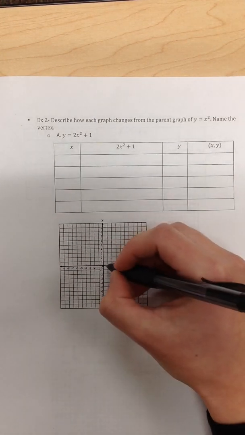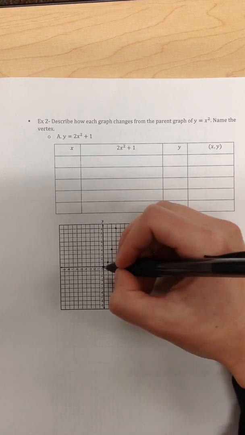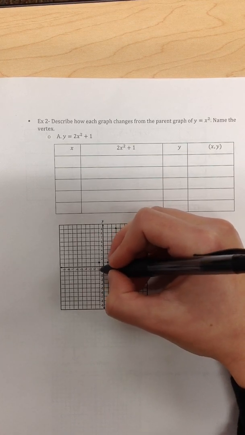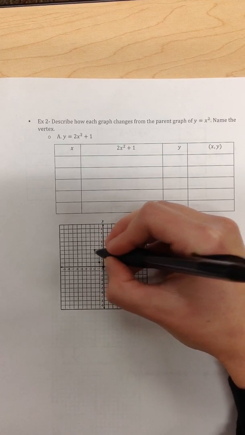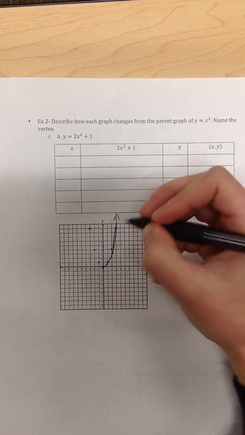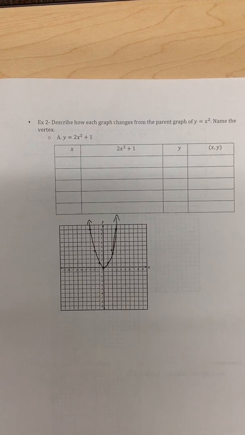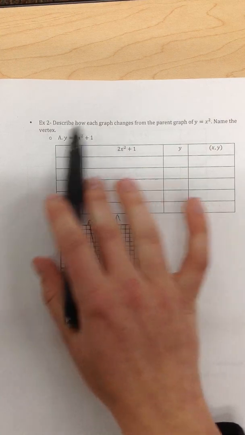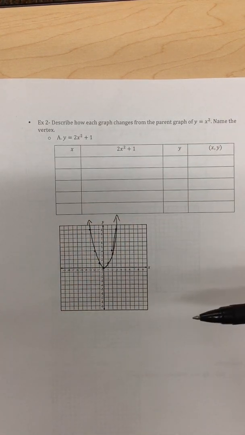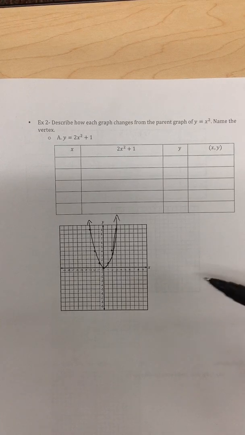So for our parent graph, we've got 0, 0, 1, 1, 2, 4, 3, 9 if you want to keep going up that far. And then negative 1, 1, negative 2, 4, negative 3, 9. But again, oops, that was a horrible line. Just use those points from that table on the other page, and that will be your parent graph. So now we want to compare how this equation changes from this parent graph. It's going to do something, whether it slides up or down, right and left, gets bigger, gets smaller. We have to describe what's happening.